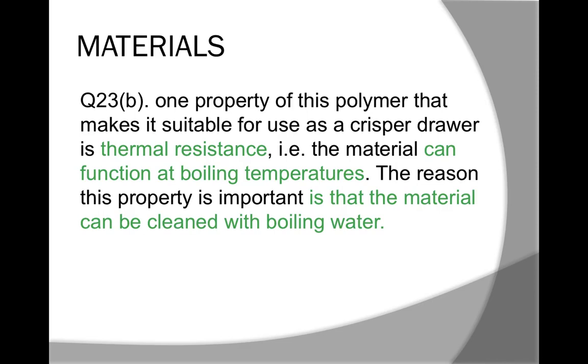Question 23b. One property of a polymer that makes it suitable for a crisper drawer is, now they didn't ask what material you wanted, they just said what are some properties. Thermal resistance. That means it can function at boiling temperatures, because sometimes people clean out their freezer drawers with boiling water. I've done that. But it also needs to work at low temperatures. It also has to work at 4 degrees. So it has to be stable at a range of temperatures.